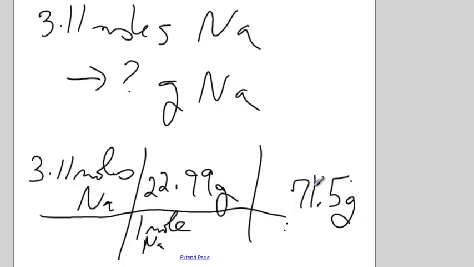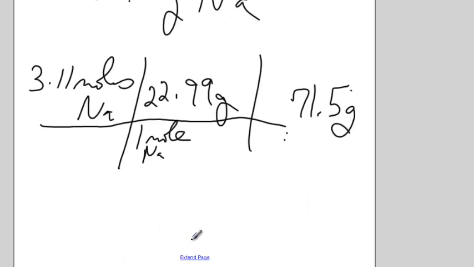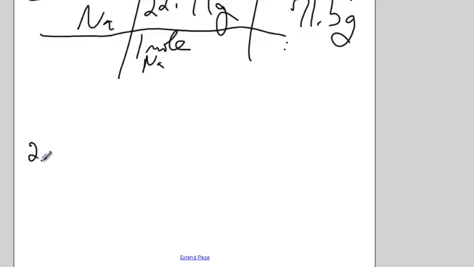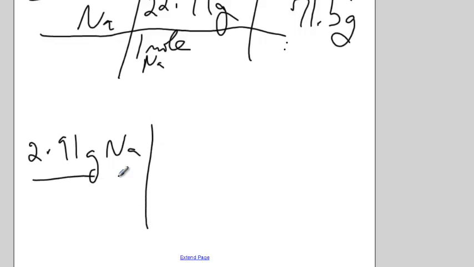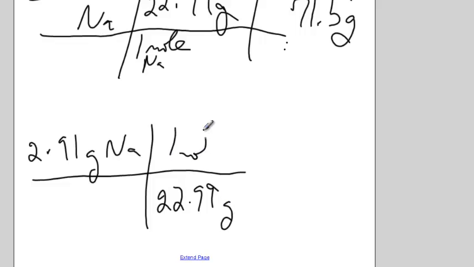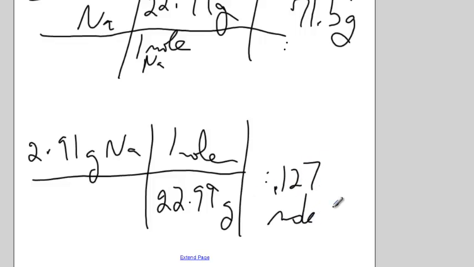Notice 3 sig figs, 3 sig figs. Of course, I could go backwards. If I said to you, I have 2.91 grams of sodium, how many moles do I have? Then you would say there's 22.99 grams for every 1 mole, and you would divide 2.91 divided by 22.99, and you would get 0.127 moles. Notice this is just dimensional analysis. The units are canceling and the top and the bottom are equal.